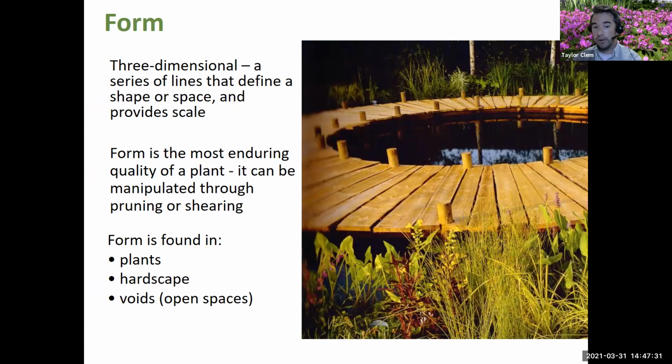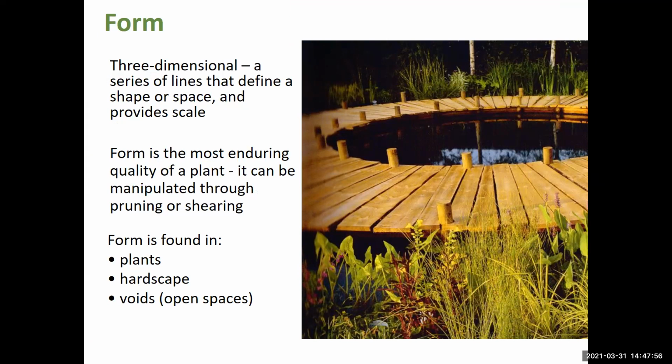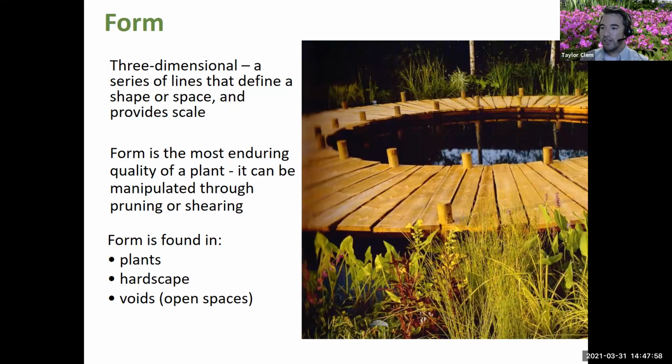Form is just the three-dimensional series of lines that define space. And they can really influence scale, how large or how small a space feels. But form is the most enduring quality of all plants. When you think of a weeping willow, what do you think of? The arch. Yeah, you think of its shape. That's its form.